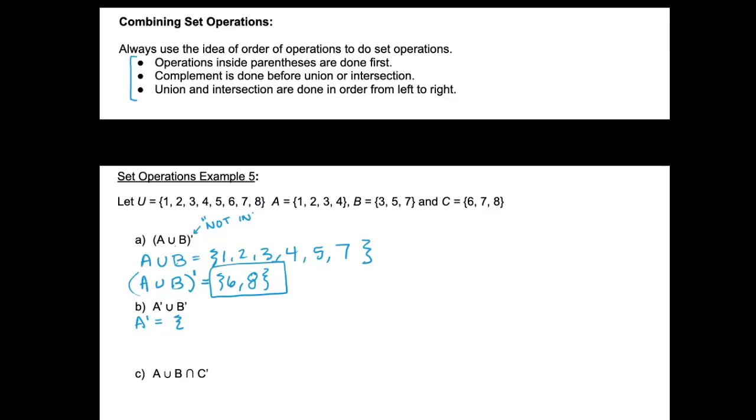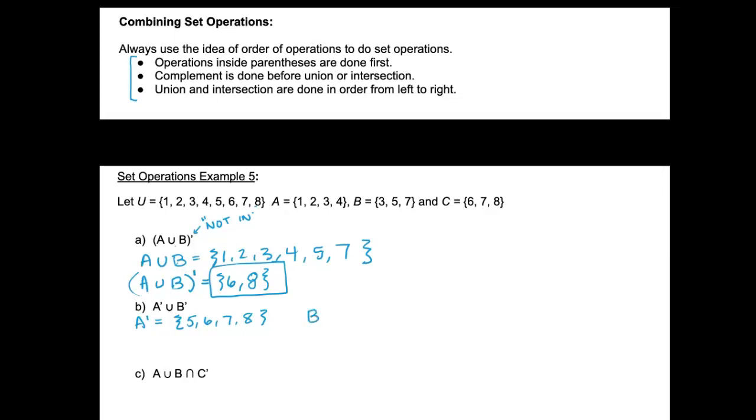Okay, so I'm going to look at A. A has 1, 2, 3, and 4. What other numbers are in the universal set that are not in A? Well, after 4, it has 5, 6, 7, and 8. So A complement is going to be 5, 6, 7, and 8.